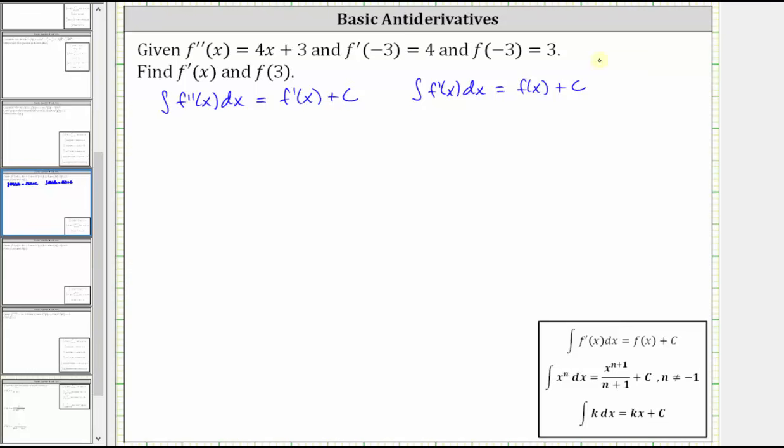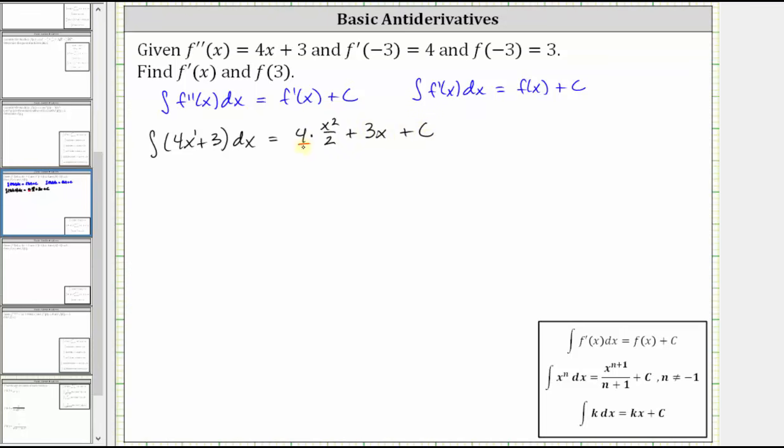To begin, we will integrate the second derivative to recover the first derivative, which gives us the integral of 4x plus 3, which is equal to the integral of 4x, or 4x to the first, which is 4 times x to the second divided by 2, plus the integral of 3, which is 3x plus c.